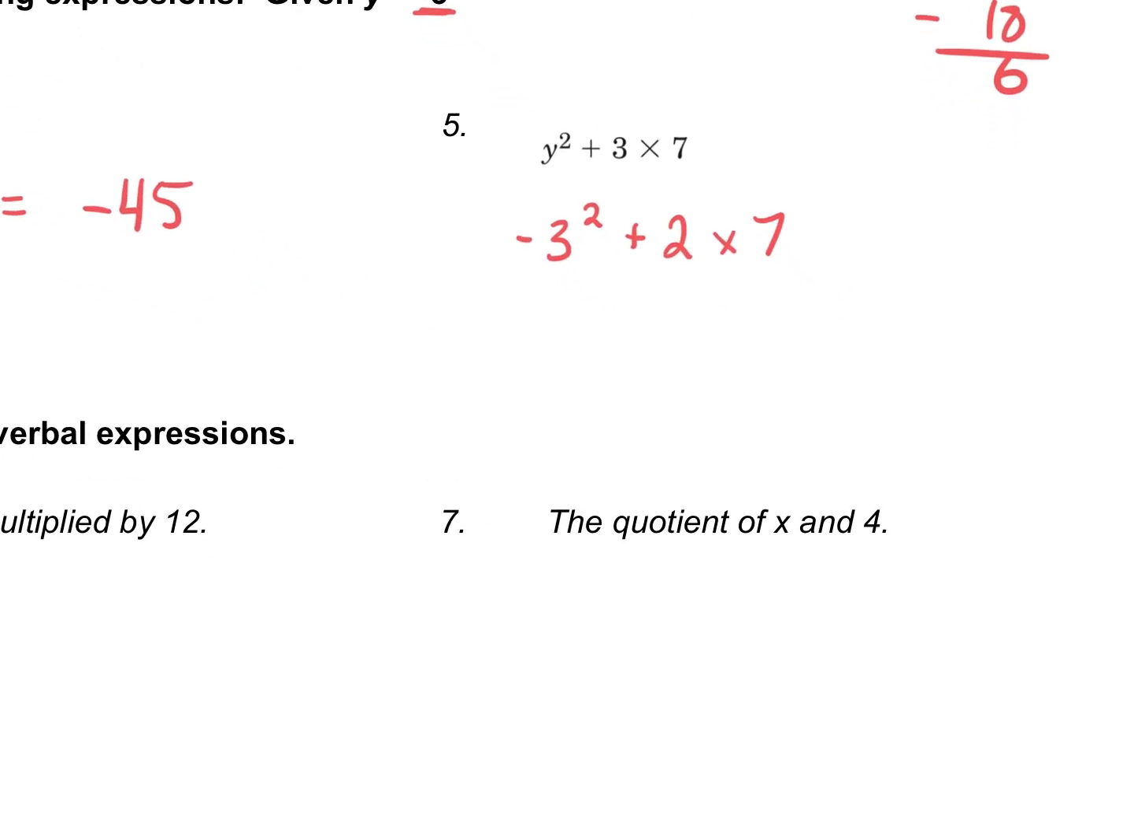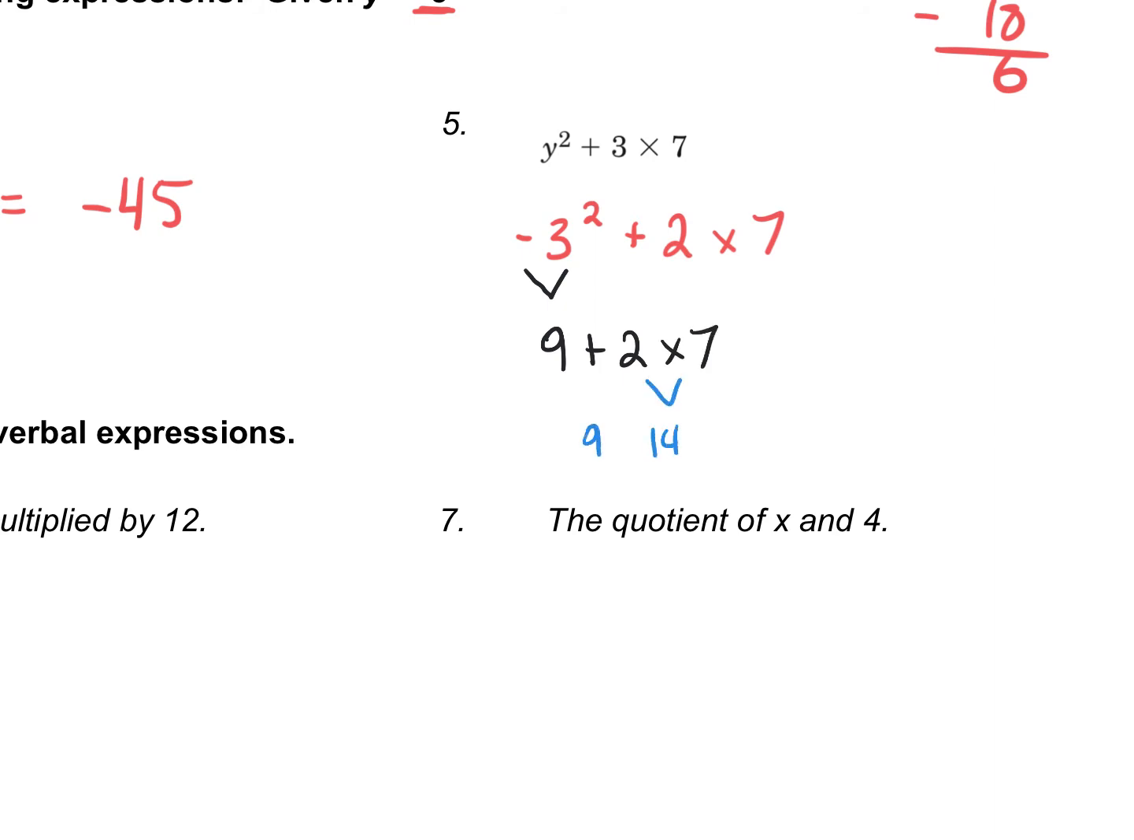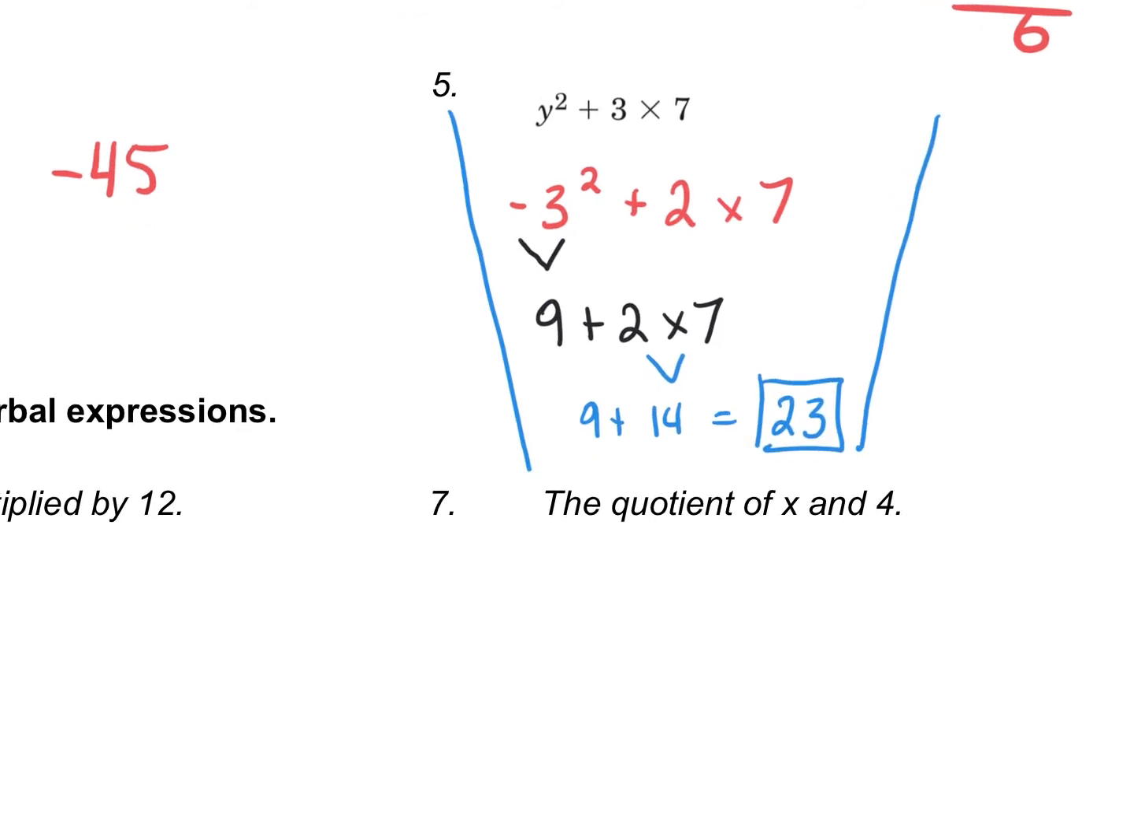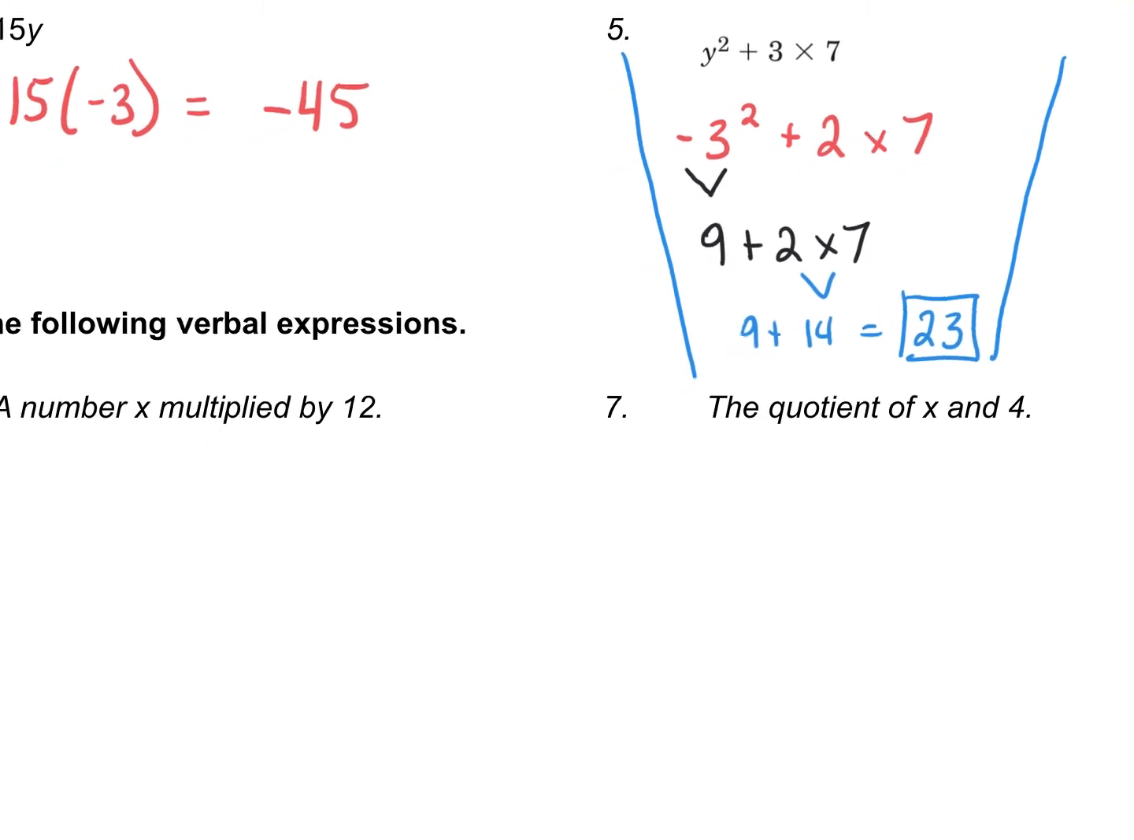Here for number 5, I'm going to follow my PEMDAS. Remember, -3 to the 2nd power is going to give me 9. And then I'm going to rewrite it. And next I need to do my multiplication. 14 plus 9 gives me a final answer of 23.